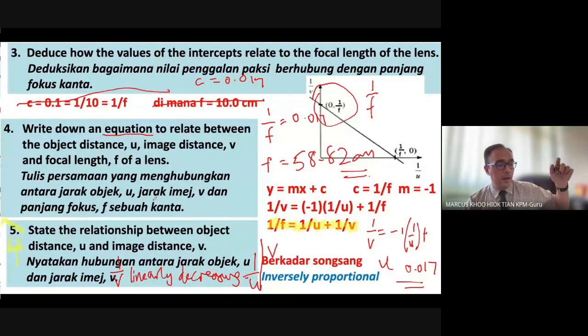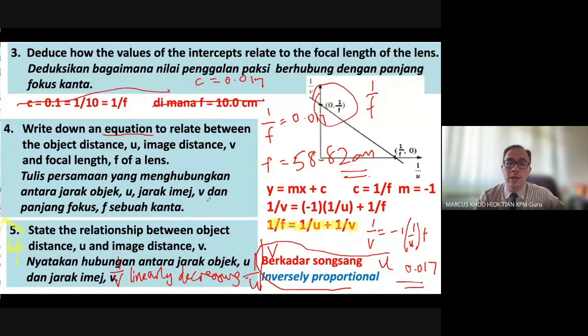I believe you have 3 lines over there, so you can write both relationships. 1 over v is linearly decreasing with 1 over u, because that's what our graph tells us. But if you really want to write u and v, then make sure you write v is inversely proportional to u. Don't just write inversely proportional, because our graph is not an inversely proportional graph. Our graph is 1 over v against 1 over u. So according to the graph, 1 over v is linearly decreasing with 1 over u, or v is inversely proportional to u.